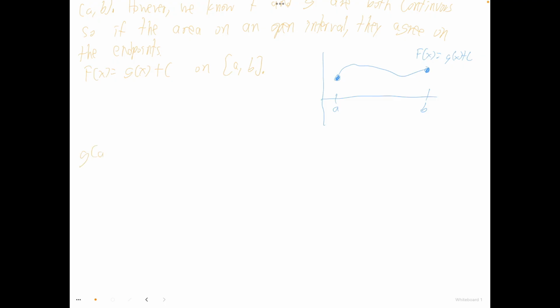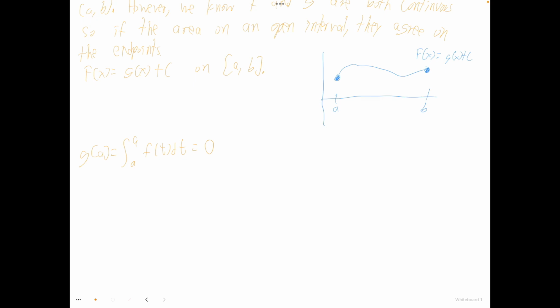Next, note that g of a is the integral from a to a of f of t dt. We talked about this last time. You get 0. If you're not going anywhere, then the area under the curve from a point to that same point is just 0. You don't have any width to speak of.